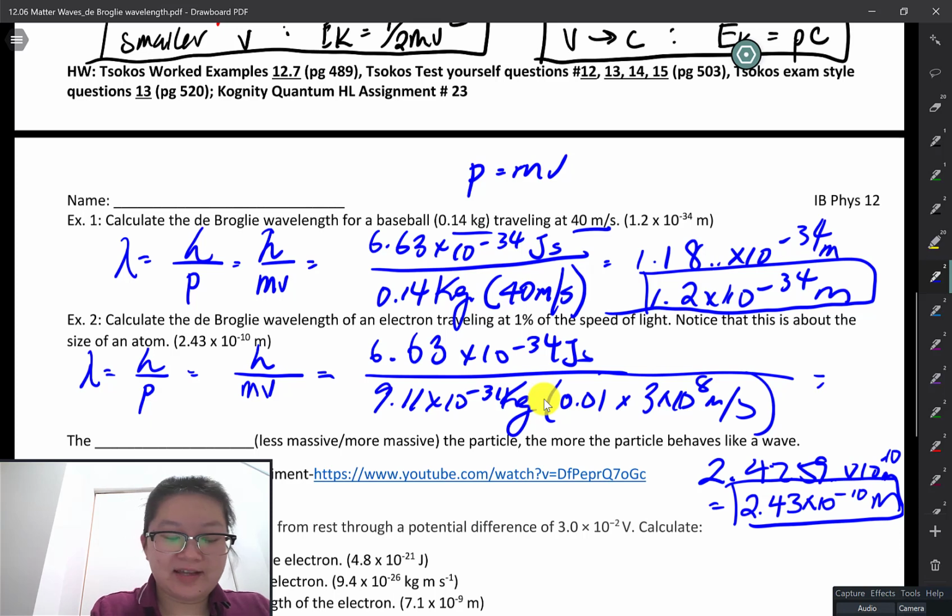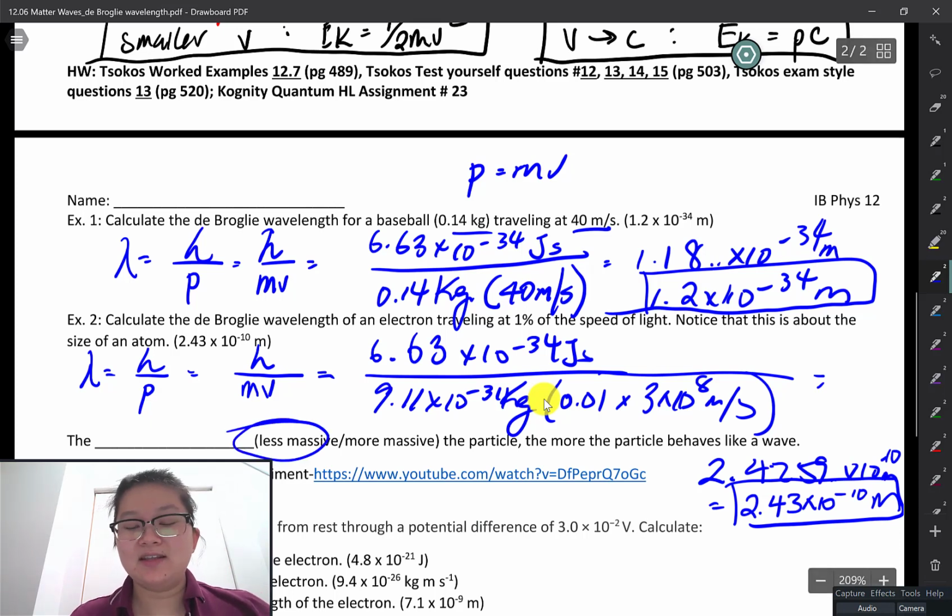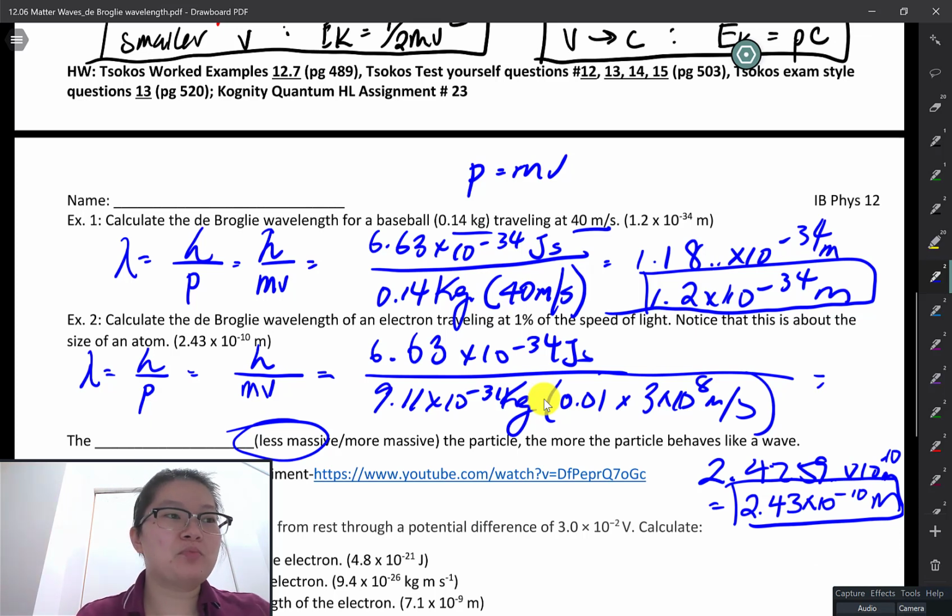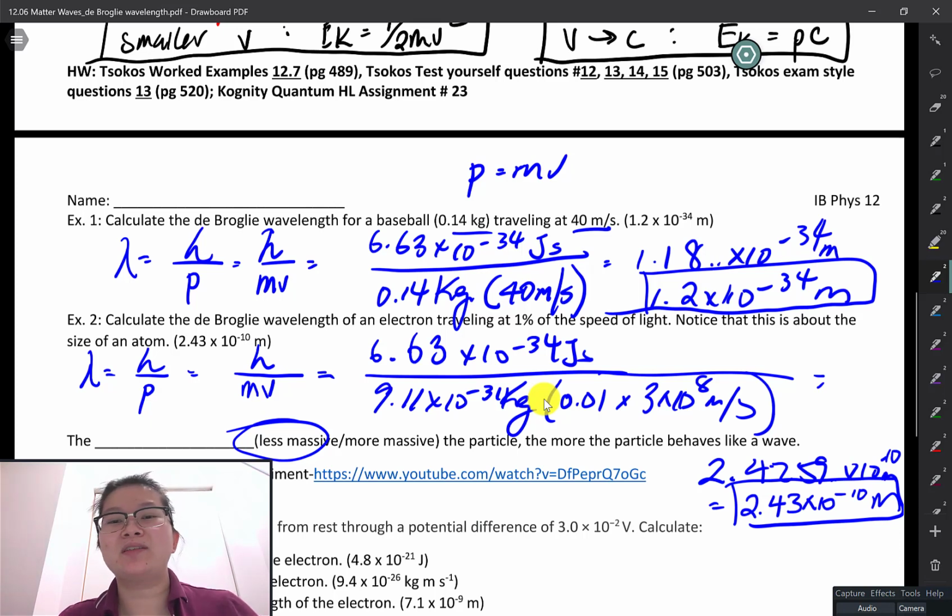So here we can answer this question. The smaller the mass of the particle, the more the particle behaves like a wave. So yes, the less mass the particle has, the more it behaves like a wave. So this applies much more to the subatomic scale as opposed to something big scale like everyday life. Imagine seeing your friends as a wave. That doesn't quite make sense. So that is the comparison.